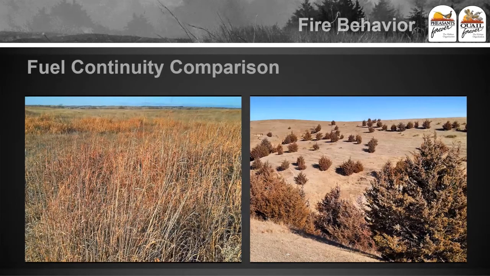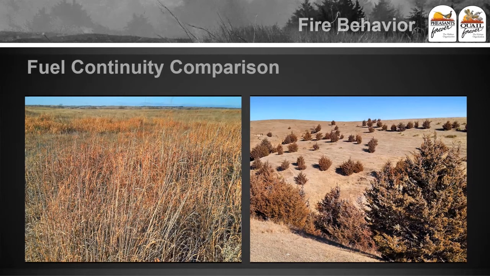So here's a good comparison. Here on the left side, you can see this grass is very continuous, easy to burn. We got different types of grass. Looks like maybe some brome or even just grazed down fuel. So even there, we get different continuity, but it's still continuous.